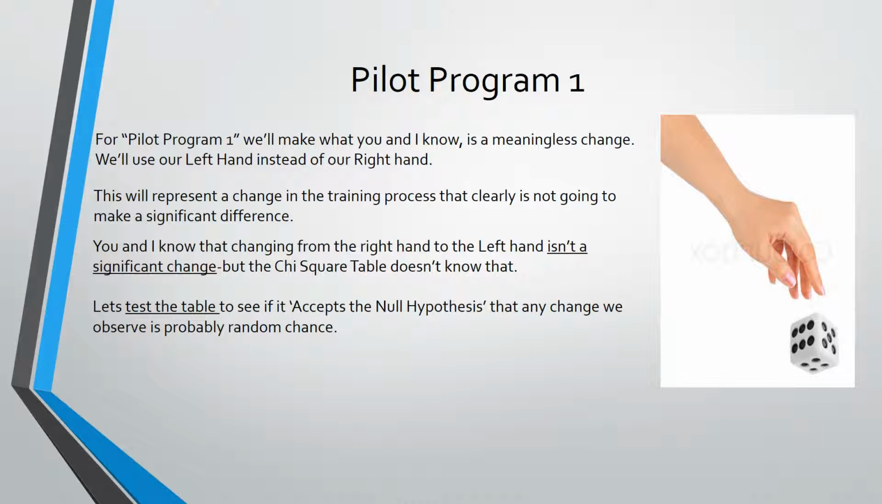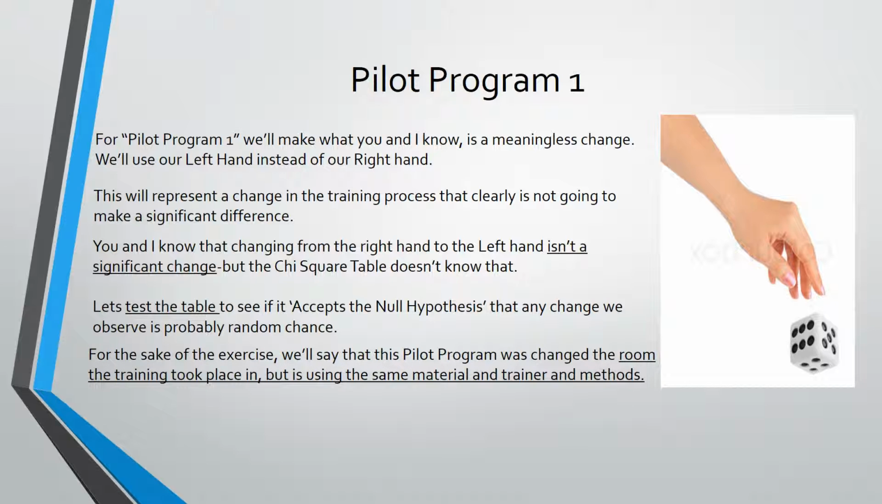So we're going to make a meaningless change, we're going to record our results, and we're going to test the table. We're going to see if the chi-square table is smart enough to say, yeah, you know what, this was not a significant change in the process. So for the sake of the exercise, we'll say that the training took place in a different room. That's what pilot program 1 is. We changed the environment, same trainers, same methods, we just got them in a different room with better light.